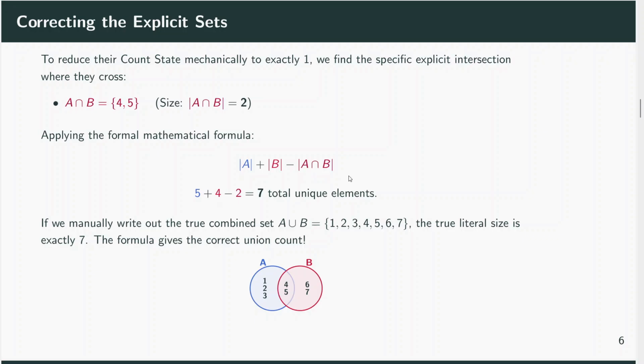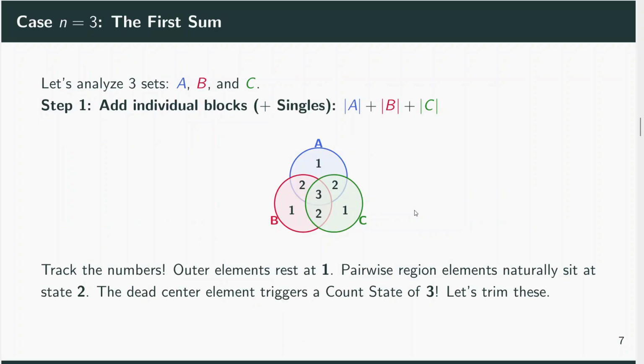Now, 2 sets is a great starting point. But what happens when things get more interesting? What if we have 3 sets? Let us find out. Case n equals 3, the first sum. Now we move up to 3 sets. Let us call them A, B, and C.